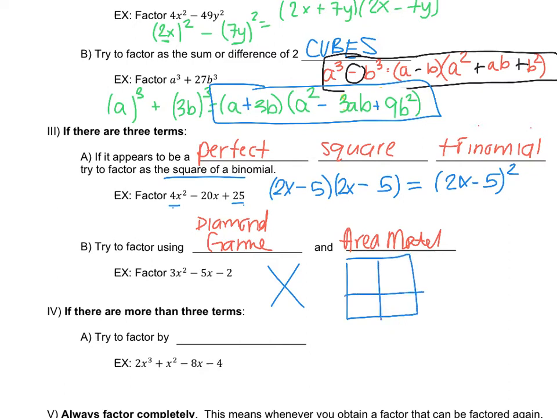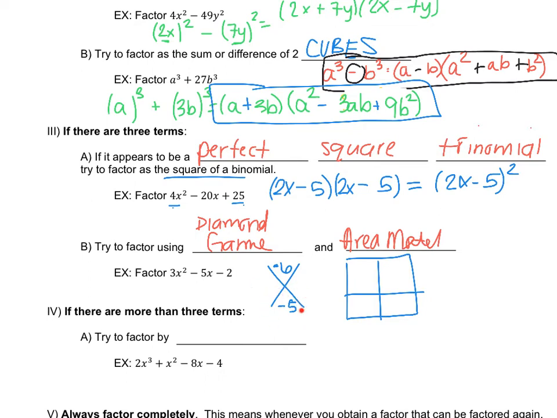So again, this is not a 1x squared. Anytime that's not a 1, you take the product of the first and last, or a times c. So 3 times -2 is -6, which goes at the top of my top diamond. The bottom diamond is this middle term of -5, so -5 down here. And then I'm looking for those 2 values that multiply to -6 but add to -5.